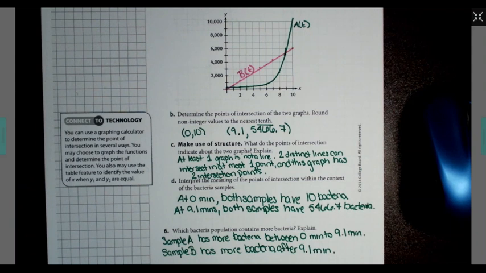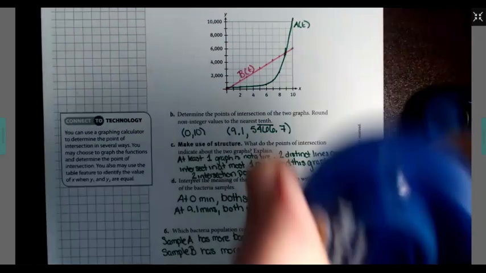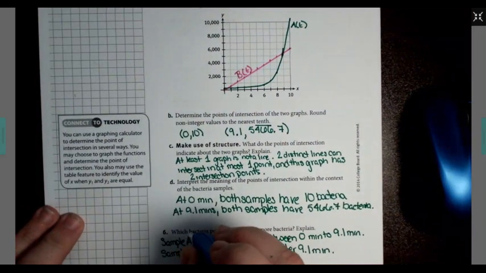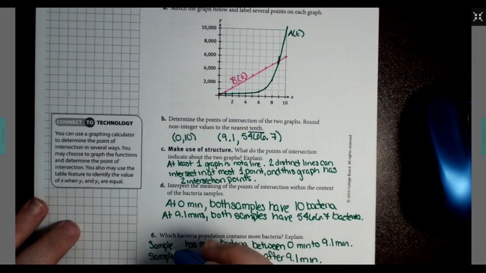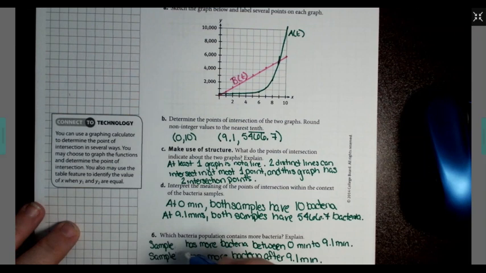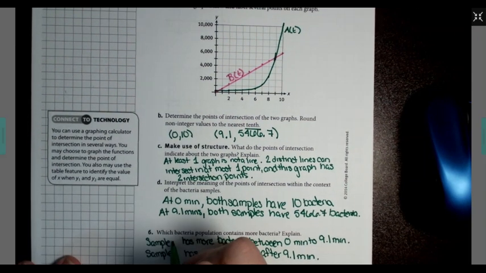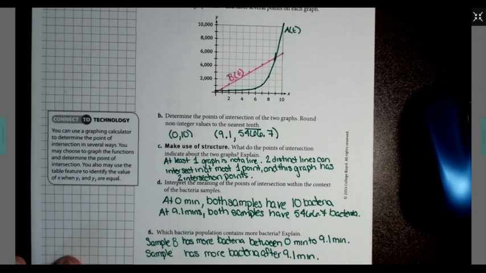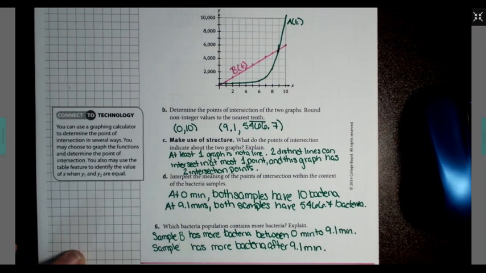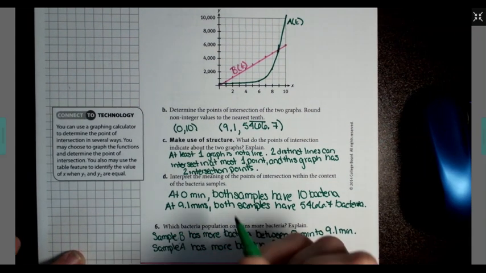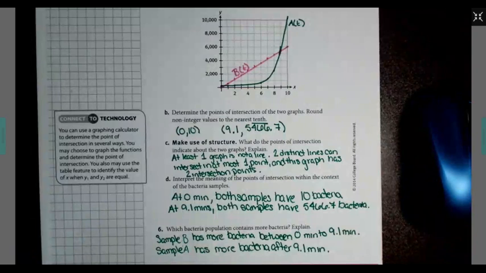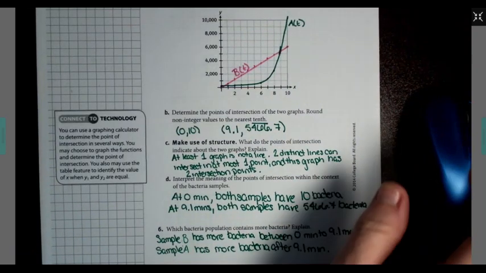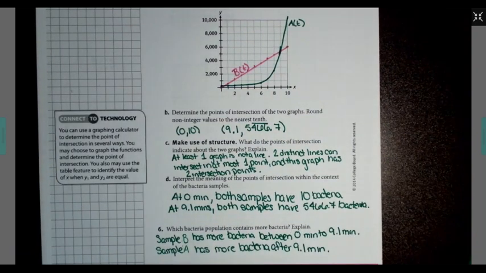Nope, I switched that up. Sorry, this should be reversed. I forgot the first graph that I graphed was the curve. So this should have said sample B has more between 0 and 9, and sample A then overtakes it with its exponential function. On the next slide, we will move straight into question 7. There will be no debriefing to follow this slide.